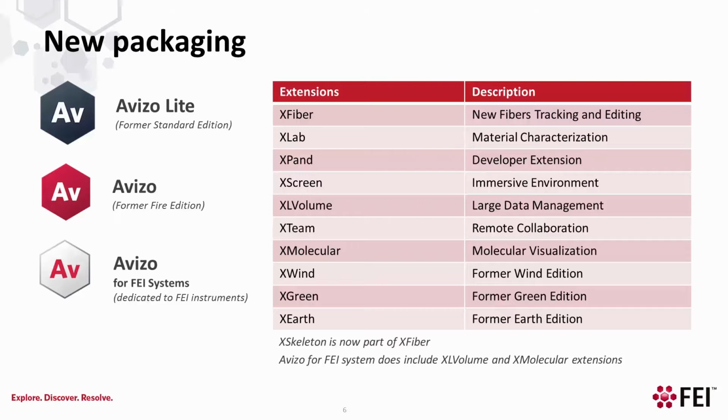The former Wind Edition, Green Edition and Earth Edition of Avizo are now extensions to Avizo Lite or Avizo named X-Wind, X-Green and X-Earth. We are introducing this new XFiber extension that allows for fiber tracking and editing. We are also still providing our XLab extension for different material simulation. So the big difference is that now XLab Hydro for our absolute permeability simulation is also available under Linux and Mac OS, while the other extensions, Thermo, Electro and Diffusion, are still only available under Windows. Xpand, Xscreen, XL Volume, Xteam and Xmolecular are still available with this new release of Avizo 9.